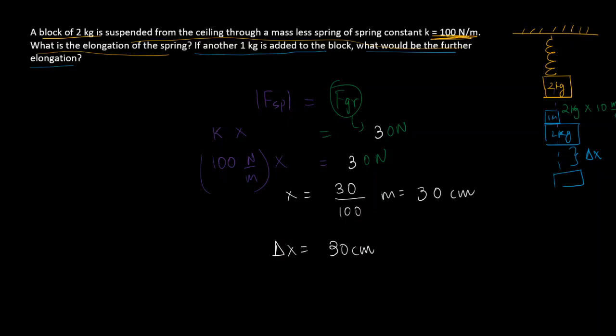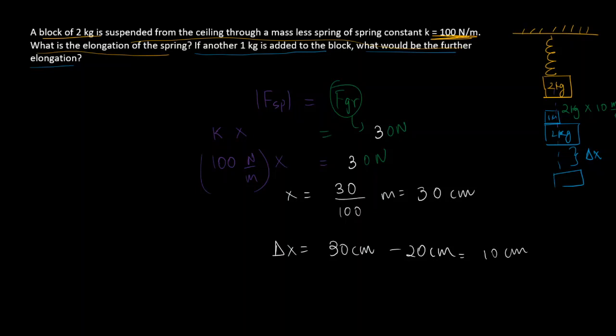And this comes from the fact that you assume that you already had a 3 kg block to start with, and initially you had a 2 kg block, and for that the elongation was 20 centimeters. So you will subtract both of them, and you will get a 10 centimeters further elongation.